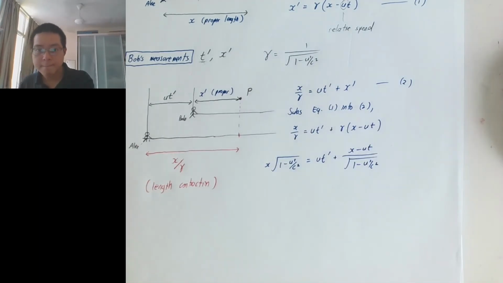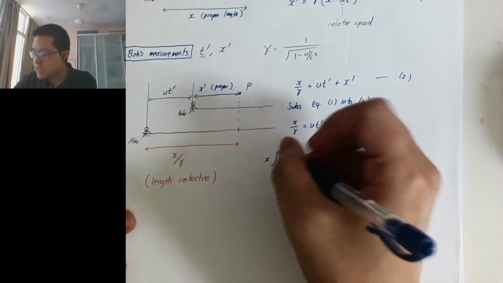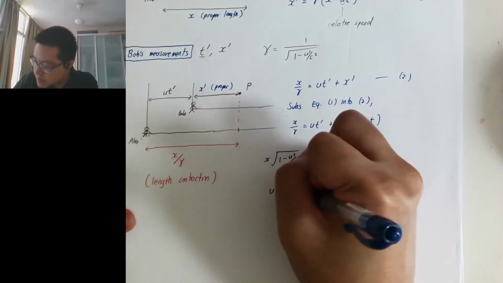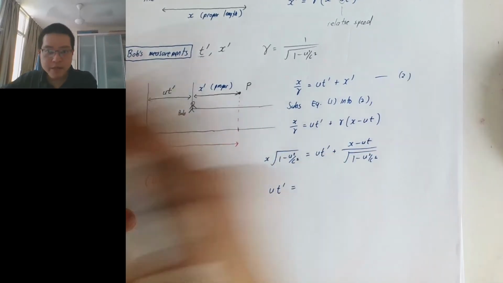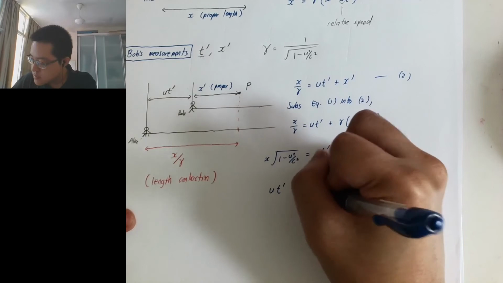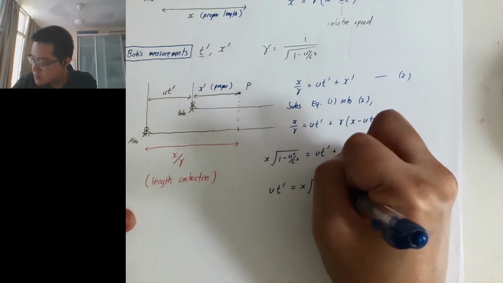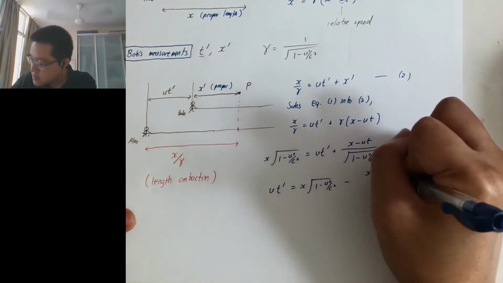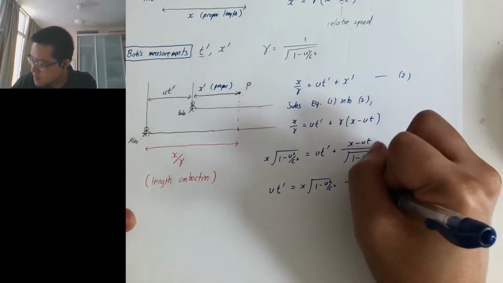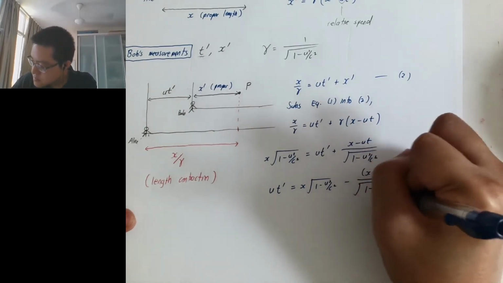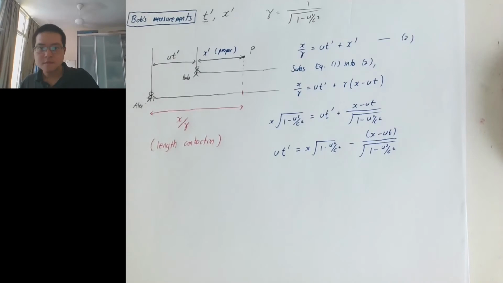Right? Agree? Okay. So I want to find the formula for t prime. So I put t prime on one side of the equation. I bring this over. So x times the square root of 1 minus u squared over c squared, minus x minus ut, over this.